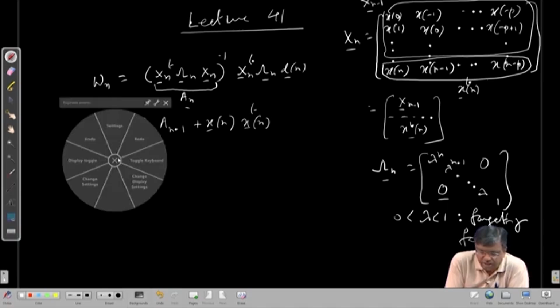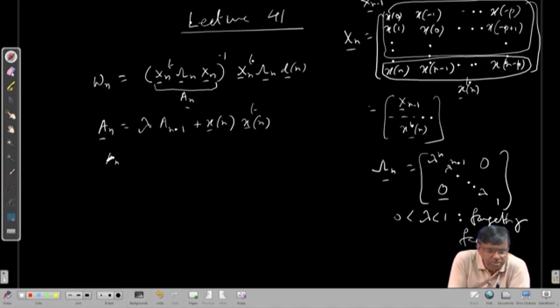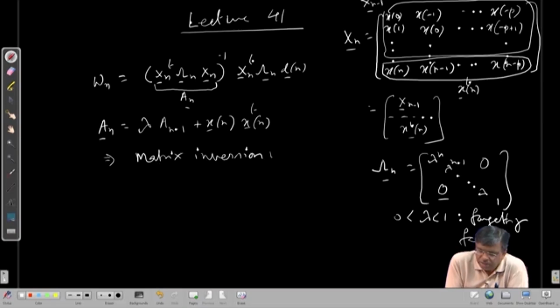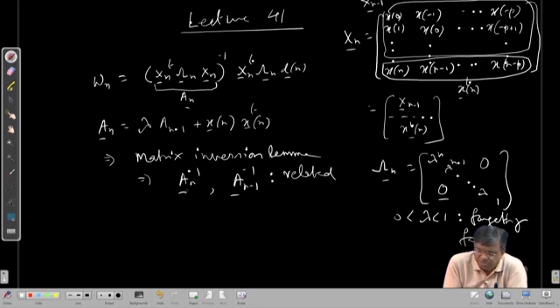So that A n inverse and A n minus 1 inverse get related through some expression. That is, we express A n inverse in terms of A n minus 1 inverse, and then proceed, derive something called the gain vector and all those things, and the algorithm is derived.